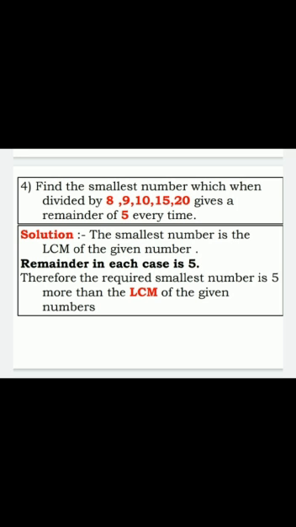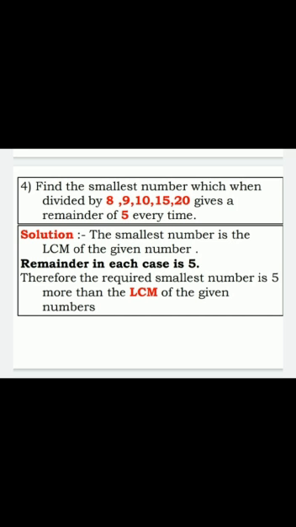Find the smallest number which when divided by 8, 9, 10, 15, 20 gives a remainder of 5 every time. Now here children, the smallest number is the LCM of the given numbers that you know. And the remainder in each case is 5, that is given to you in the question. So the required smallest number should be 5 more than the LCM of the given numbers.